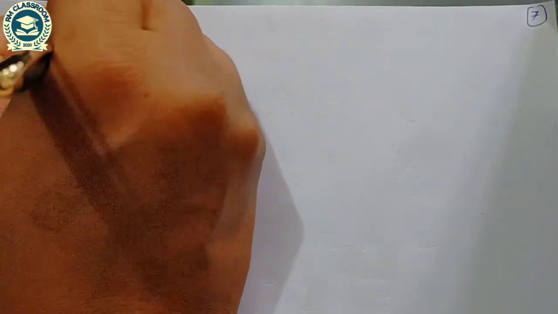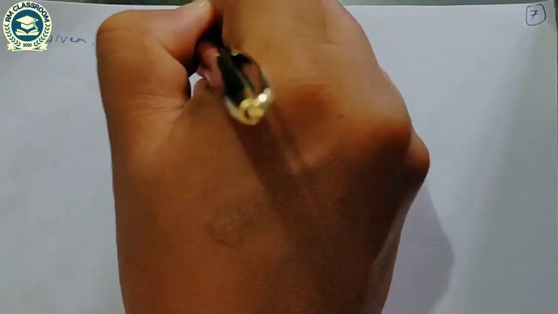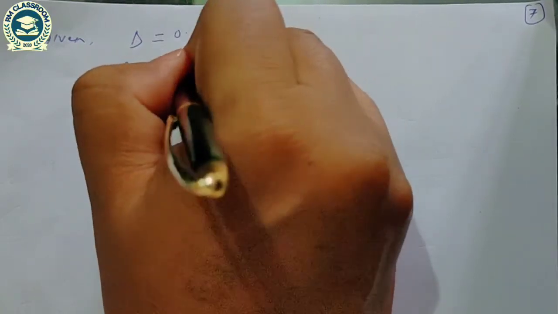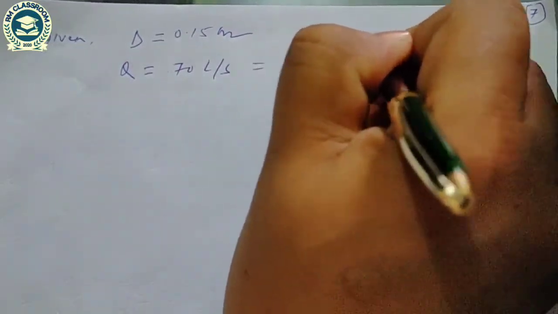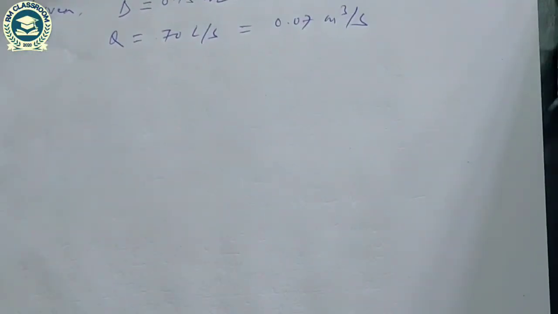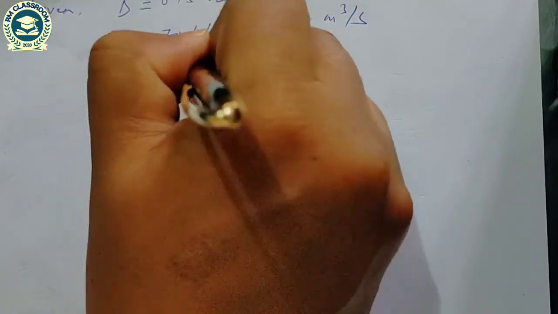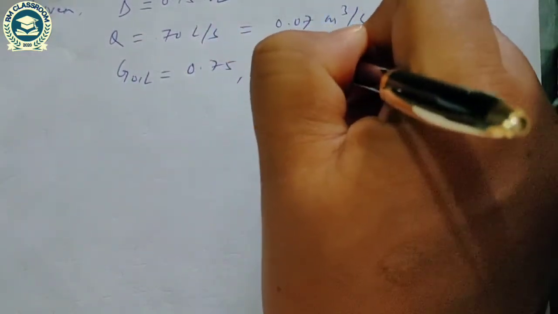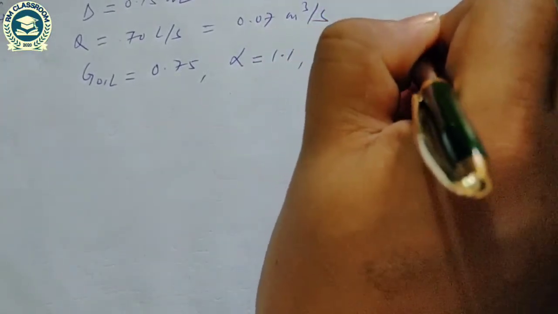So given data, diameter is given 0.15 meter. Discharge is 70 liter per second, so 0.07 meter cube per second. Specific gravity of oil is 0.75. Kinetic energy correction factor is 1.1, and Z is equal to 0.62 meter.